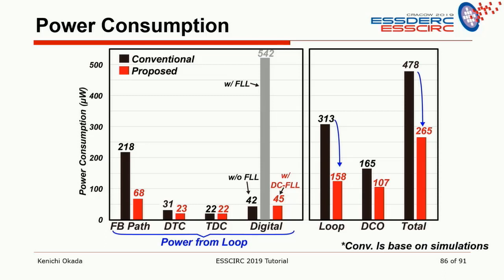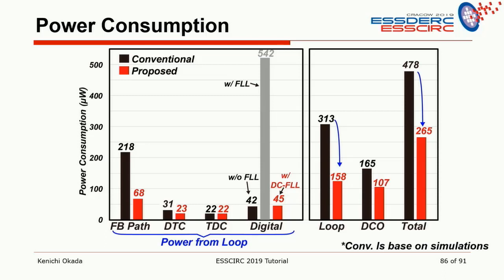And another part is that if we simply apply the subsampling architecture, an FLL is always required to hold against sudden disturbance. So simple subsampling causes a very big penalty coming from the FLL. To further cut this very huge power consumption, we apply a duty-cycled FLL. Actually, this black one is never reported, but I tried to minimize the power consumption using the past known architecture.